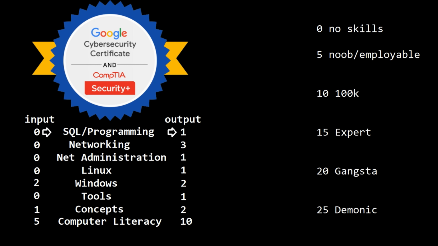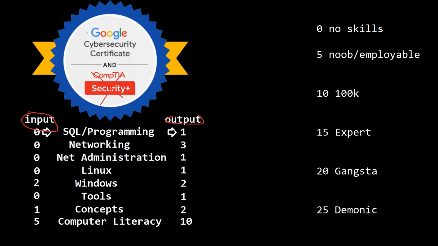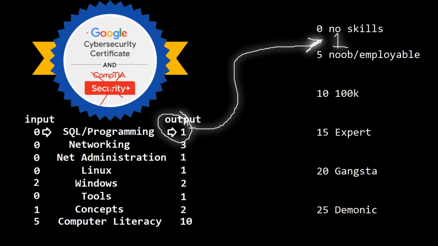So let's take a look at the skills necessary to get our Google Cyber Certificate. And we're not going to look at the Security Plus, so let's get that out the way. To start, we're going to look at the input. The input is going to represent the required skills to get the certification. And we're going to look at these categories. As we look at the SQL/programming input, which is at skill level 0, when you get done with this certification, you will be at skill level 1.